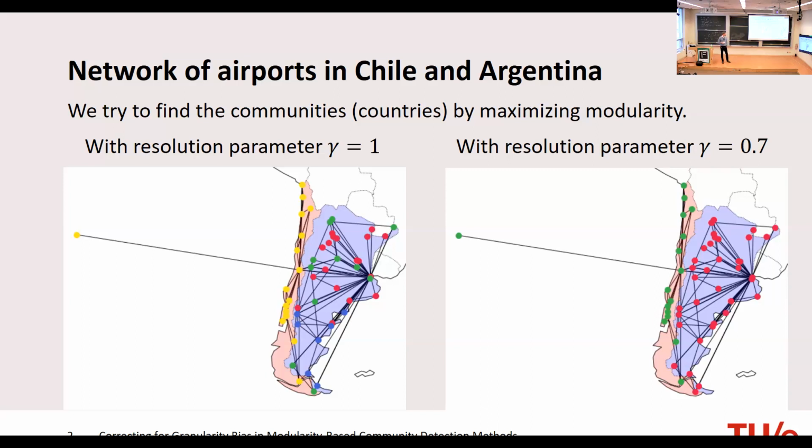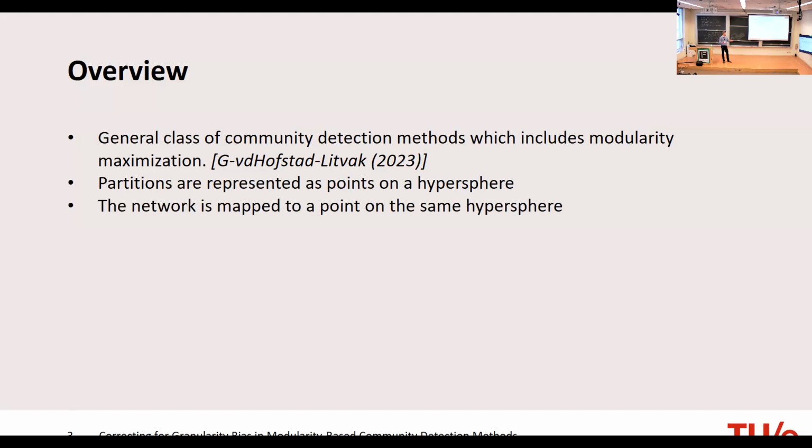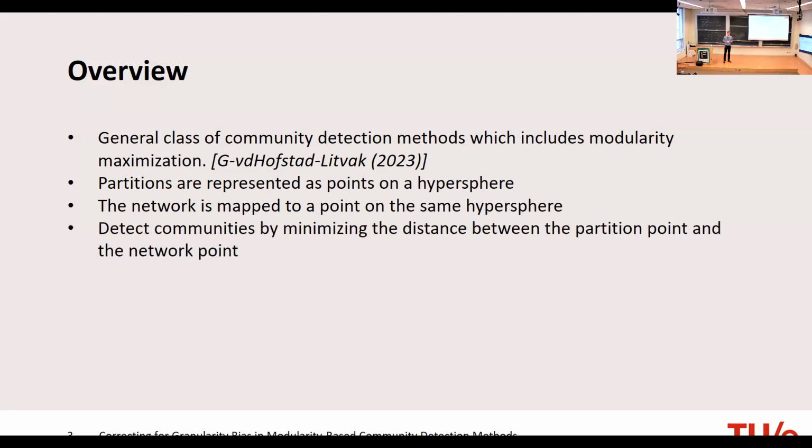And so that is a problem that we will discuss in this presentation, and that we will find a heuristic for that works for a general class of community detection methods, which includes modularity maximization. So in this work, we build on previous work where we have introduced this general class of community detection methods, and I will briefly introduce it in the next few slides. In short, this is a geometric viewpoint of community detection, where partitions are represented as points on a hypersphere. Then we map the network to a point on the same hypersphere, and to find the communities, we simply find the partition that is closest to the point where we mapped the network.